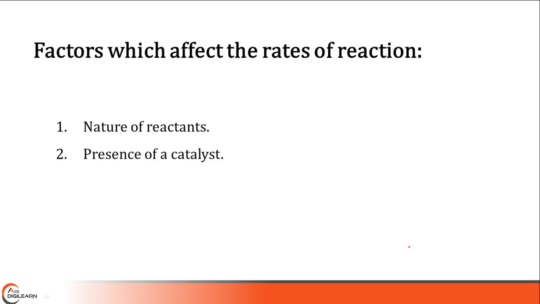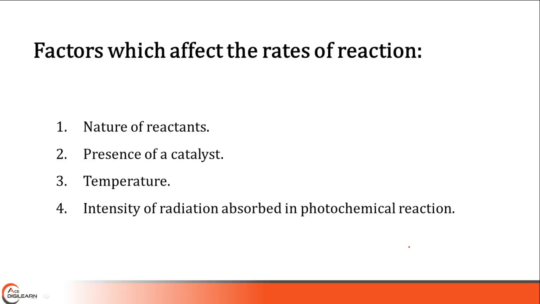And then let us see the factors which affect the rate of a chemical reaction. First, the nature of reactants. We have two types of reactants: ionic and covalent. Ionic reactions happen with charge transfer, so they are very fast. But covalent reactions happen with bond breaking as well as bond making, which is why covalent reactions are very slow. So the rate of a chemical reaction is comparatively high for ionic reactions compared to covalent reactions.